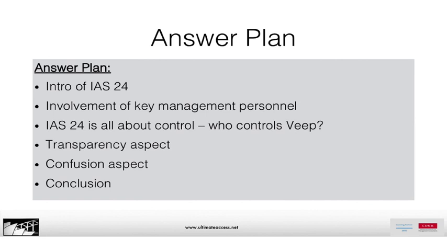I would likely introduce IAS 24 as a start, and then I'd look at the involvement of key management personnel, in this case Takeo Ito and his wife Hashmita. I would also look at who has control over Veep Logistics. And then I'd cover 2 aspects with voluntarily reporting the relationship. One is of transparency, and the other is of confusing the shareholders if we do report on something that we don't really need to. And in the end, I'll provide a little bit of a conclusion.